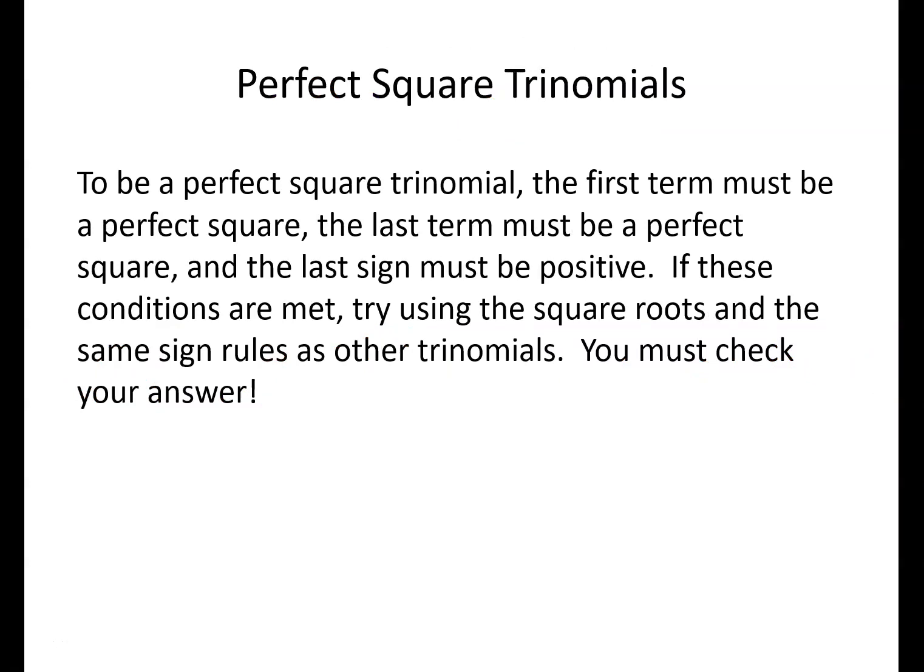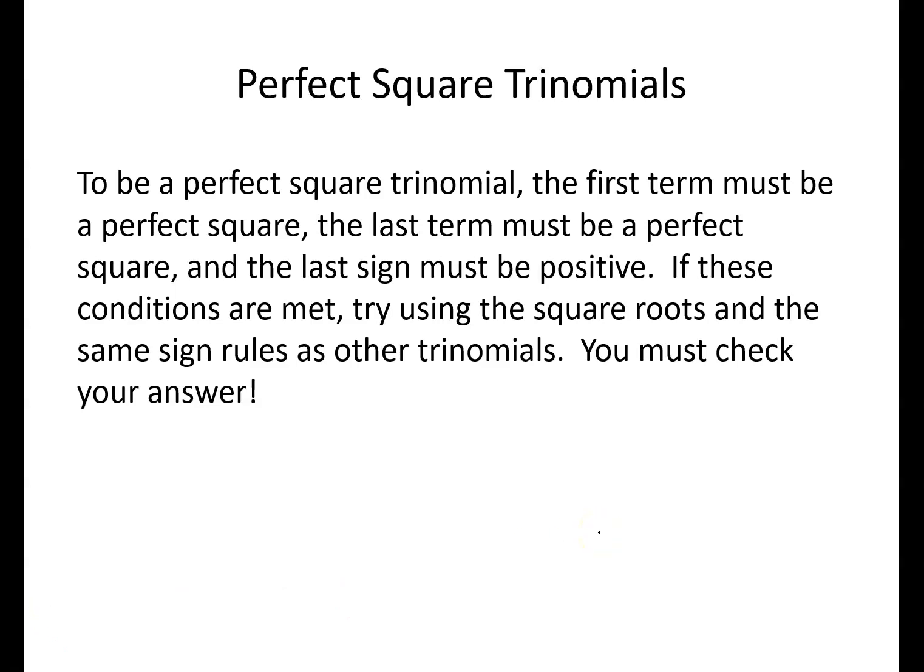So you can also have what's called perfect square trinomials. To be one of these, the first term must be a perfect square, the last term must be a perfect square, and the last sign must be positive. So if it meets those three conditions, then you might try to factor it using the square roots. It's often quicker to do that than to do the AC method that we learned in the previous video. However, if you do it this way, you must check your answer because it's possible that it doesn't work. If it does, it's nice and short, a great way to do it. Just always check.